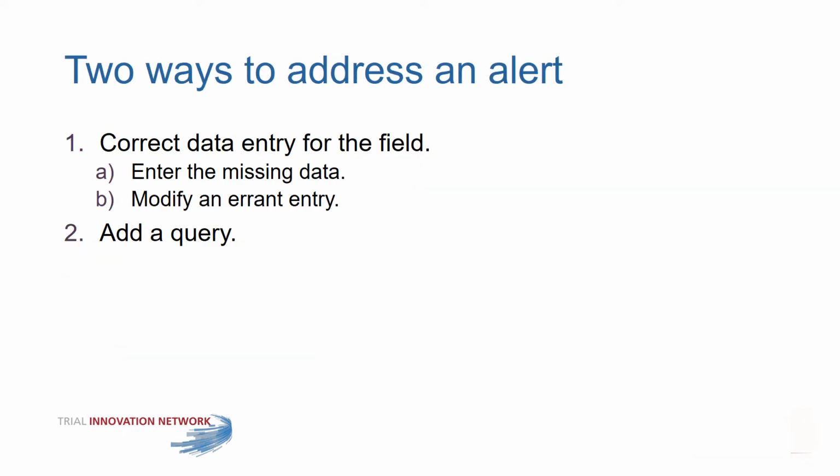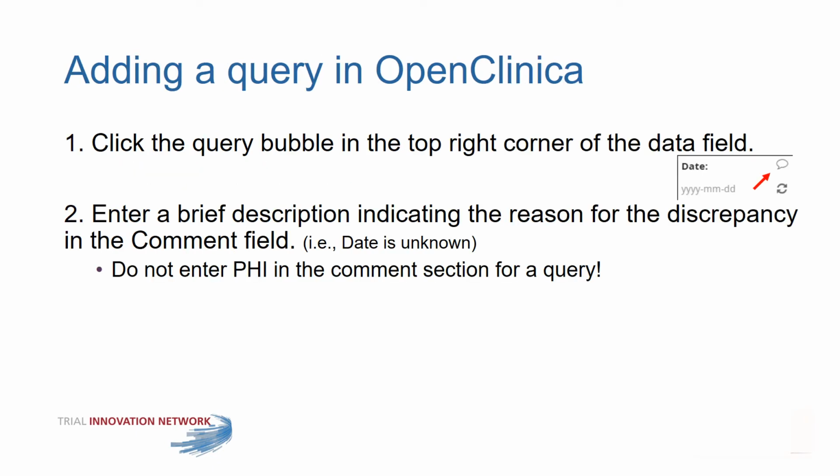There are two ways to address an alert. As mentioned, enter the missing data or correct errant entries. Sometimes, though, fields are truly missing, or the out-of-range value is correct as entered. In these circumstances, you must add a query. So let's walk through how to do this.